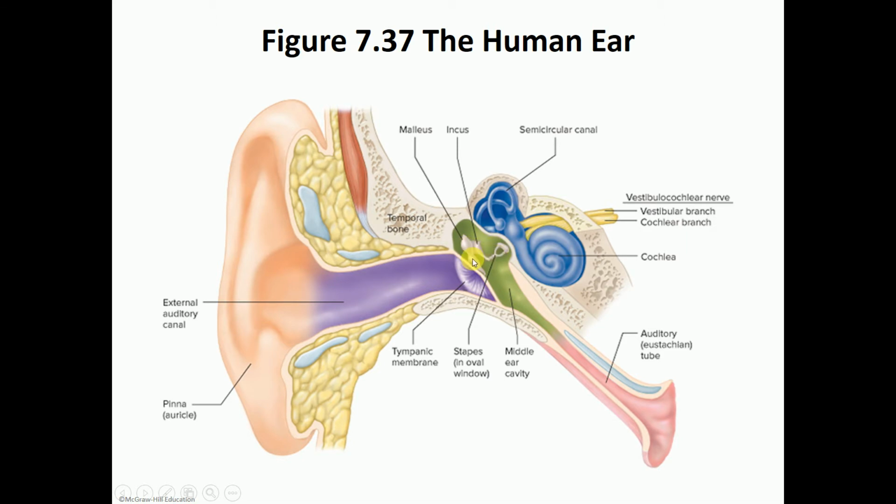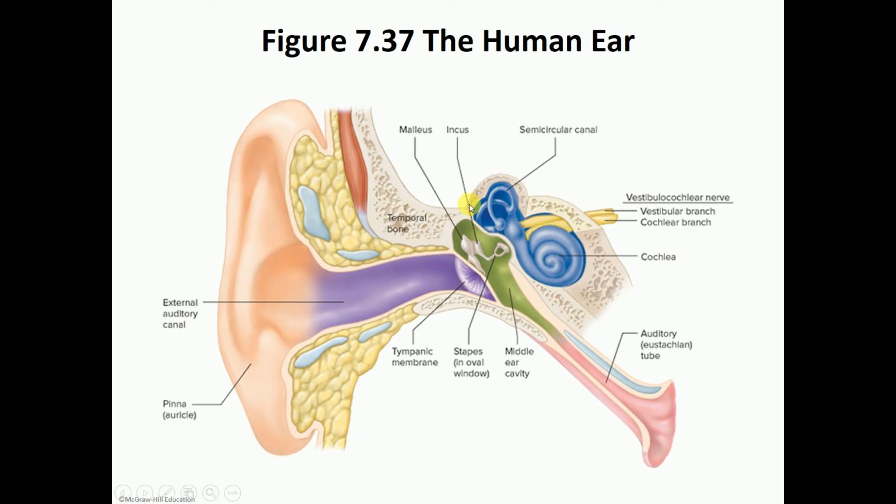ossicles. They are named in order: malleus, incus, and stapes, or MIS, M-I-S. The stapes covers up a hole here that's known as the oval window. And that oval window will take these waves, so these ossicles are going to magnify the sound waves, and then take those sound waves through the oval window into the inner ear.